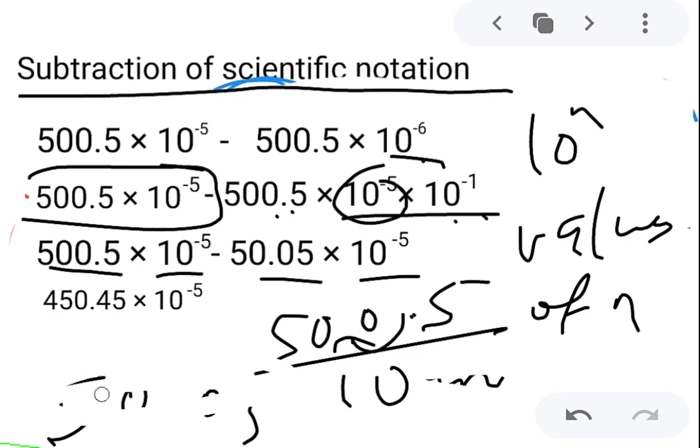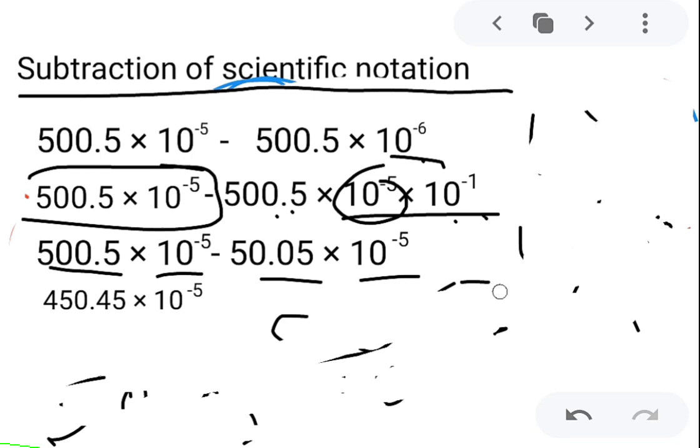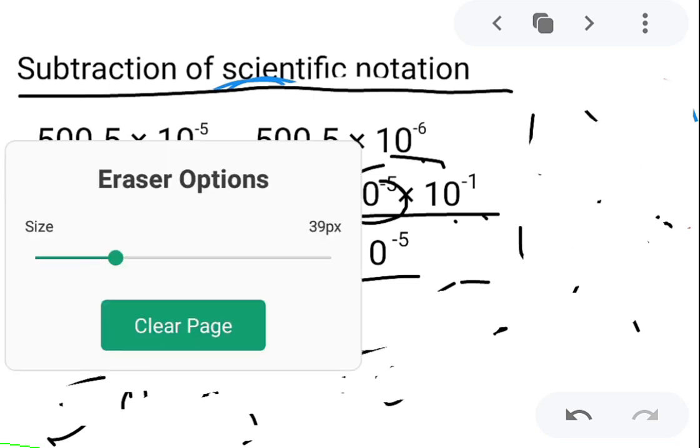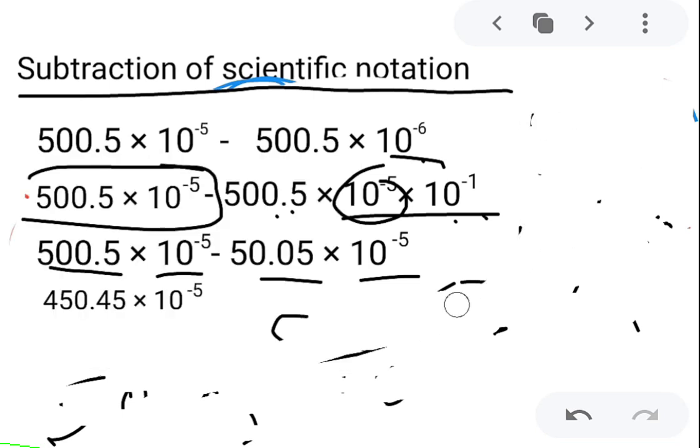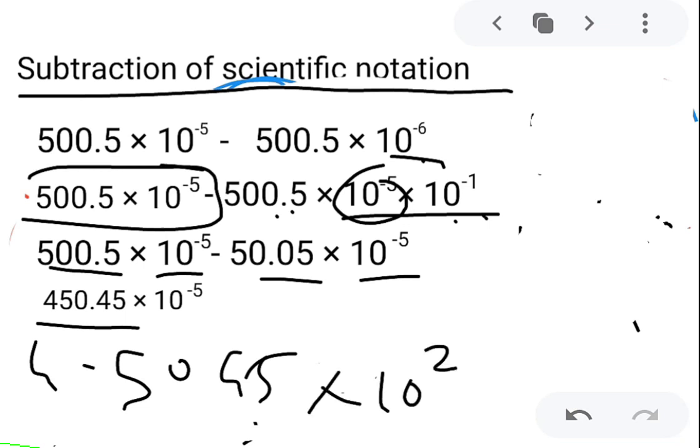See over here, here also I need to move my point from right to left, right? Why is it so? Right to left. See, my number is 450.45. So I need to write 450, right? So 45045. So it should be 10 raised to 2.